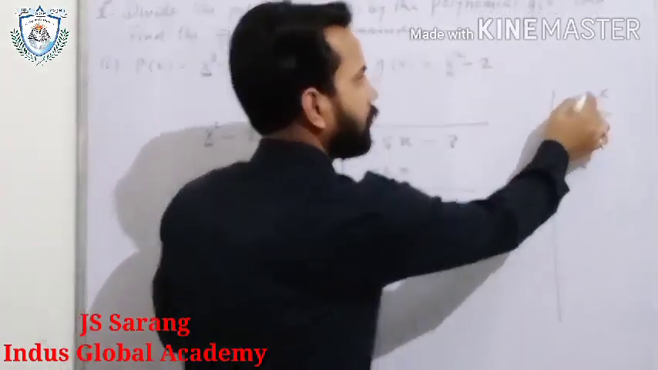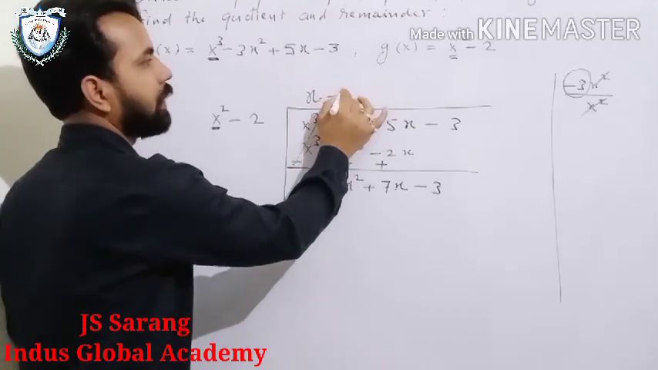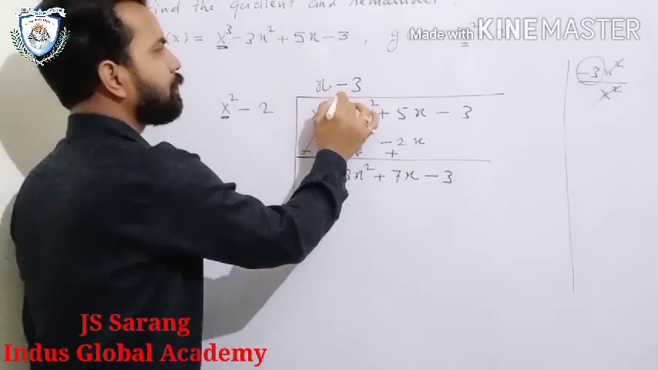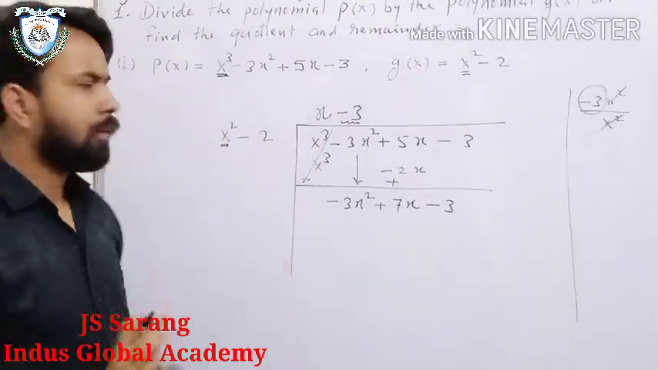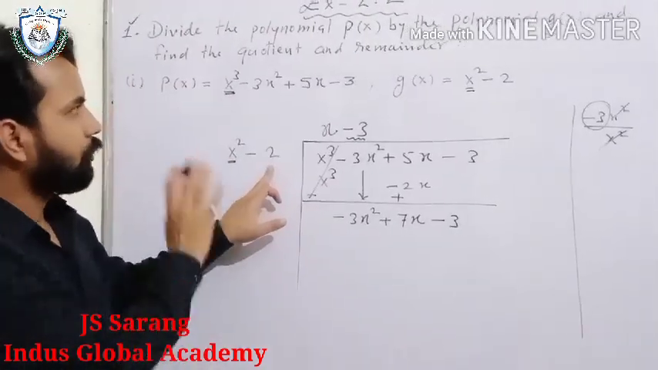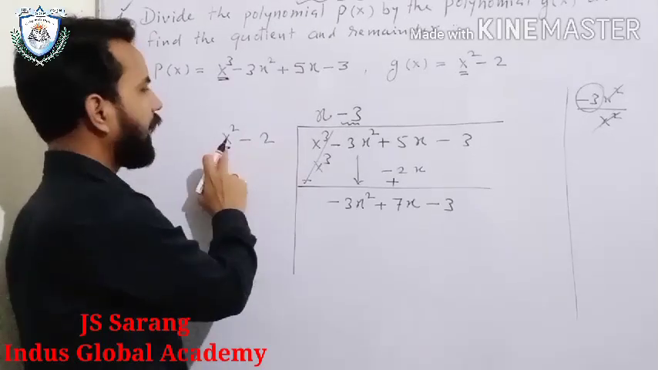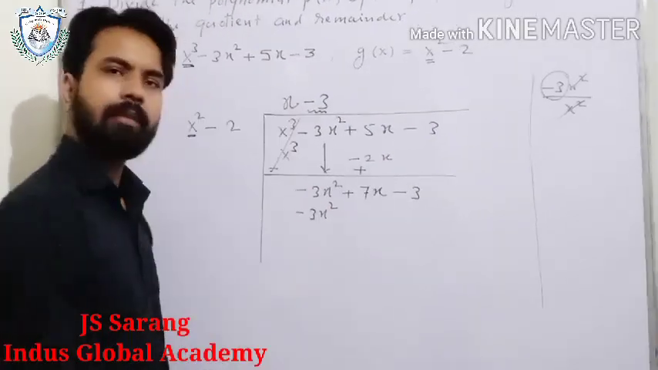So what is left? Minus 3. This minus 3 will be the next term of the quotient, so we will put here minus 3. Now by this minus 3 we will multiply the divisor. Understood? We will multiply the divisor of this quotient by this minus 3. So this minus 3 is multiplied by x square. We will get minus 3x square.